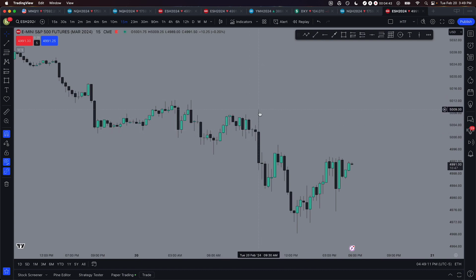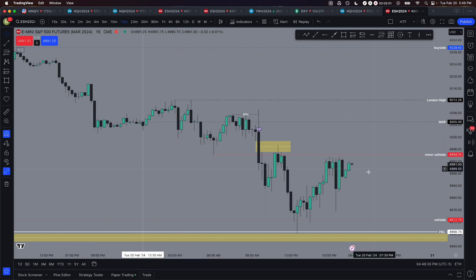We have a stop run there. We have a displacement down over a low. And then we leave a fair value gap behind here, where we retrace up into it and then move away towards sell side. So adding the lipstick onto the chart here. We had our London high here. We didn't come all the way up to that, so sometimes London will set in the high or the low of the day, which it did.